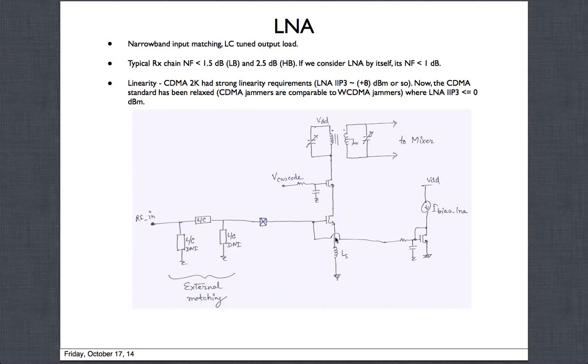Okay, so we have the matching, we have all this. What is not shown here is that this LNA will also need AGC, or gain steps. Remember, the signal that comes in could be as weak as minus 110 dBm for WCDMA, but it could be as high as 0 dBm. So just a configuration like this is not going to be able to handle all the input power levels.